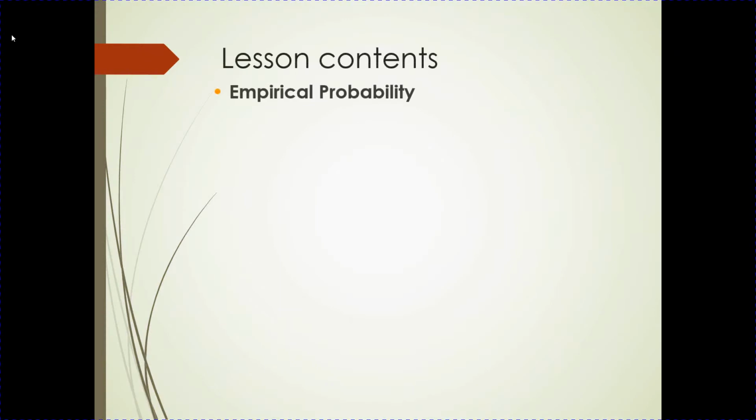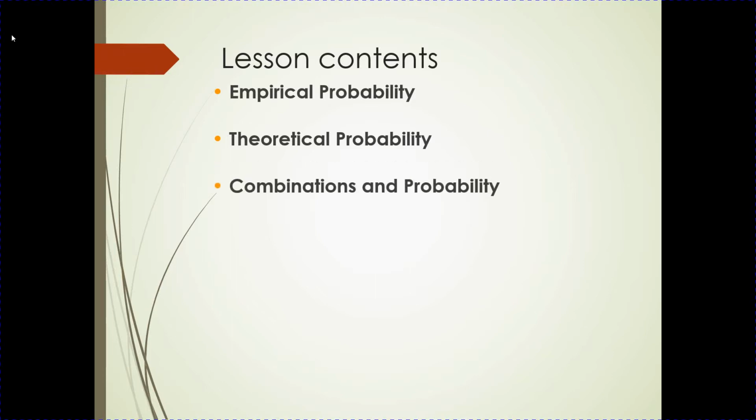So in this week we are going to discuss empirical probability. We will see what empirical probability is and how we evaluate or compute it. And also we are going to discuss theoretical probability. We'll see the formula that helps us to find the theoretical probability of an event. And then we will see the relationship between combinations and probability.